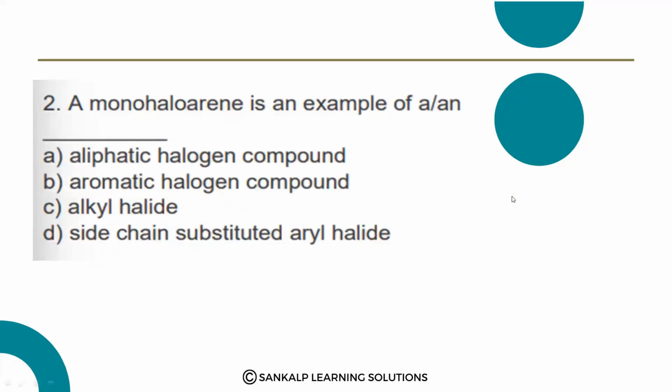Next question: a monohaloarene is an example of what? I'll read out the options first. A, aliphatic halogen compounds; B, aromatic halogen compound; C, alkyl halide; and D, side chain substituted aryl halide.